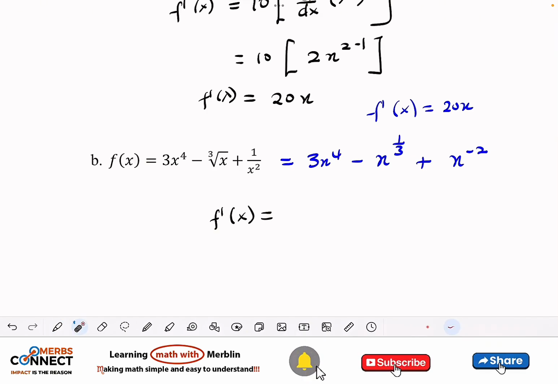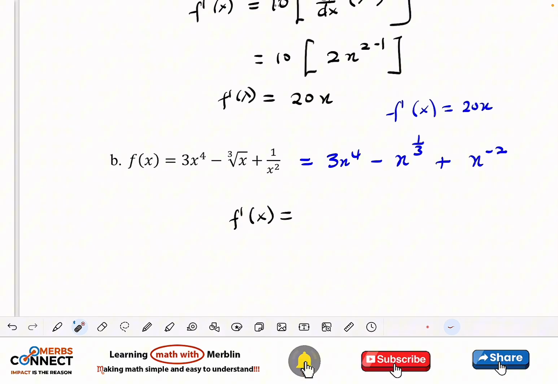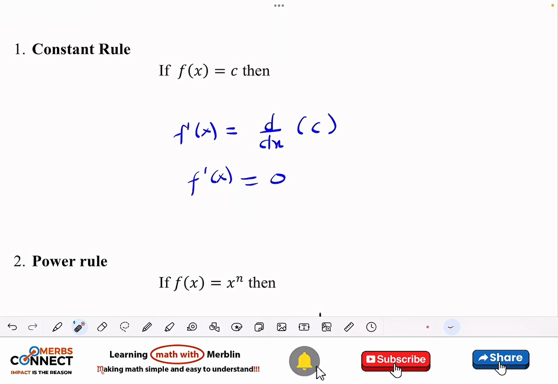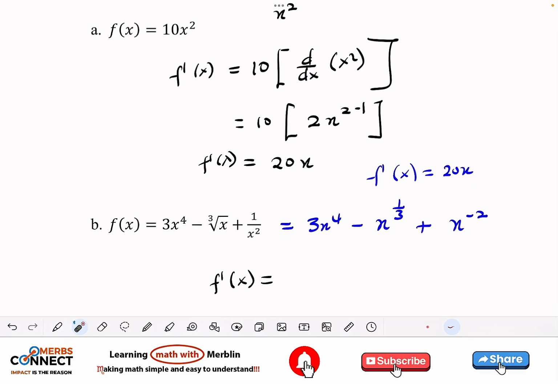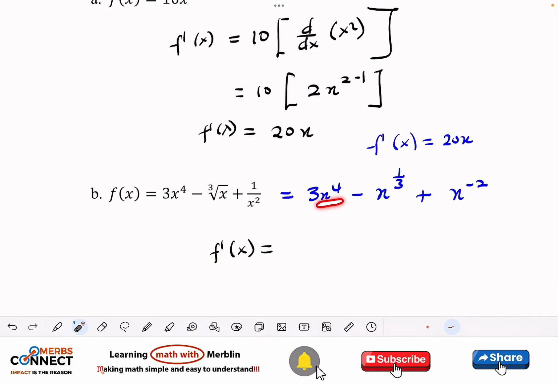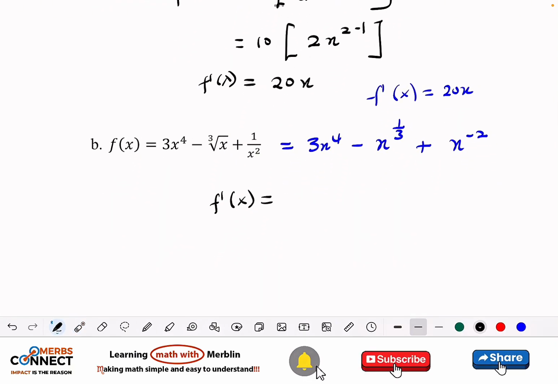So which rule am I going to use? Now that I've identified the general rule, I need to think about which type of rule I'm going to use to differentiate the individual function. So for each individual function here, I need to use the power rule. So let's do that.